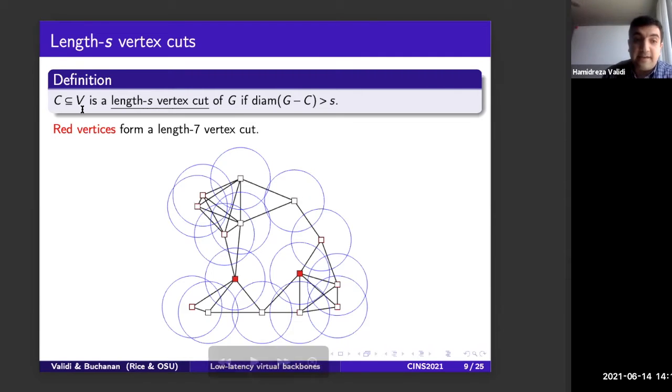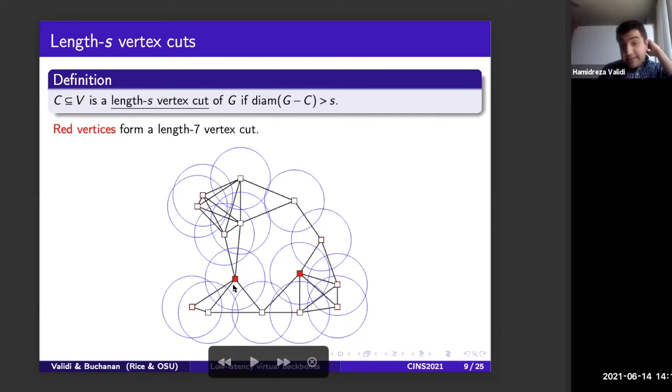We say that a subset of vertices is a length S vertex cut if, when you remove those vertices and calculate the diameter of the graph, the diameter exceeds S. You know the diameter of a graph is the maximum length of all shortest paths in the graph. So if you calculate the shortest path between any pair of nodes in the graph and then take the max, that's the definition of the diameter.